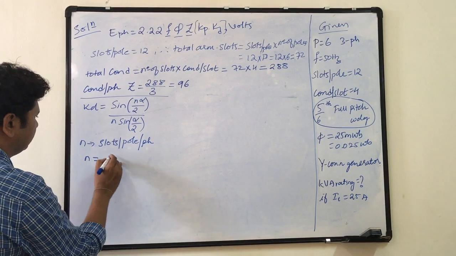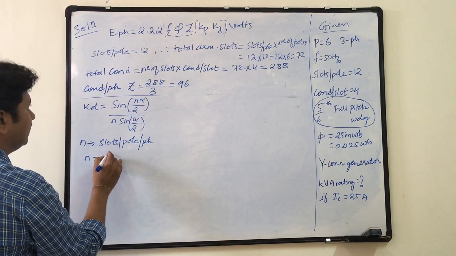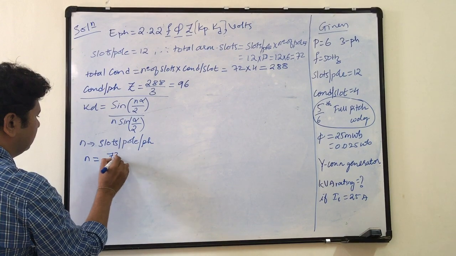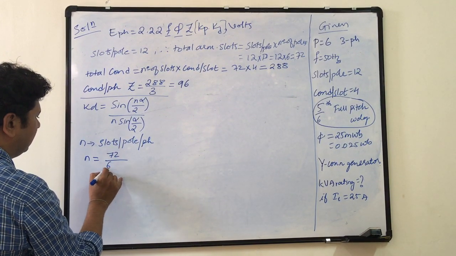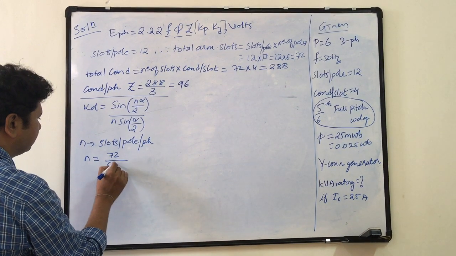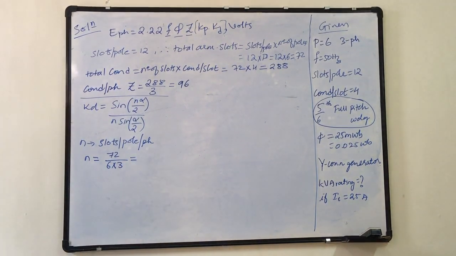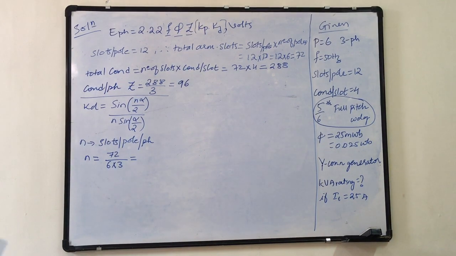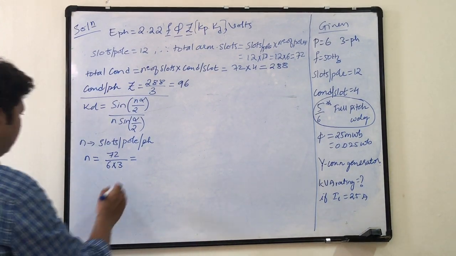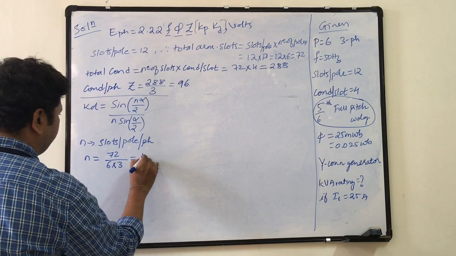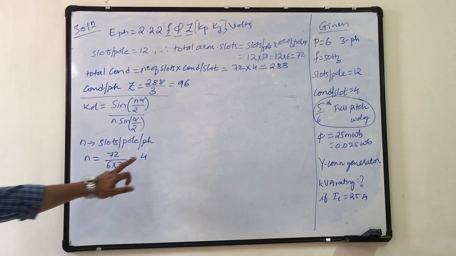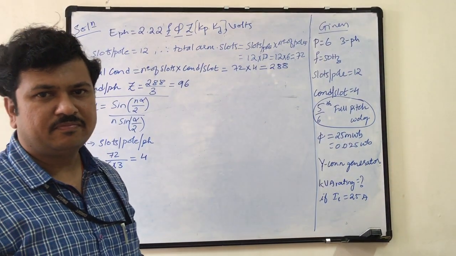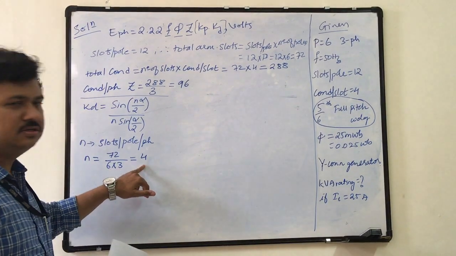So n is equal to total number of slots, which are 72, number of poles are 6, and number of phases are 3. So this will come out to be 72 by 18, it will be 4. So slots per pole per phase are 4. So it is evident that the winding is distributed.